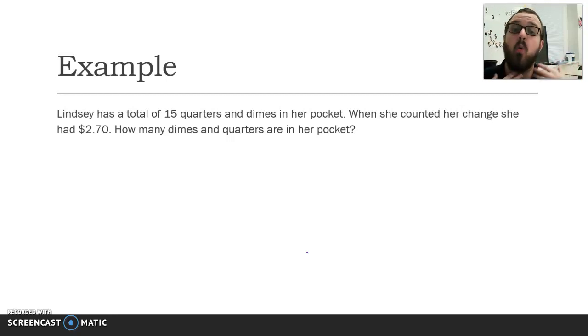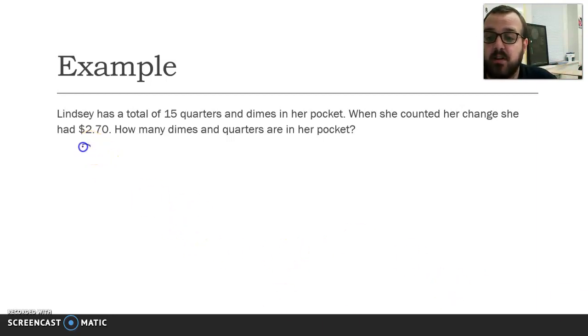So for example, one thing they'll do this with is with change in money that we already know. So in this problem, Lindsay has 15 quarters and dimes in her pocket. When she counted her change, she had $2.70. How many dimes and quarters are in her pocket, okay? They're expecting us to know what the value of a dime and a quarter are, and luckily enough, we do know that, okay? So let's start by identifying our variables.